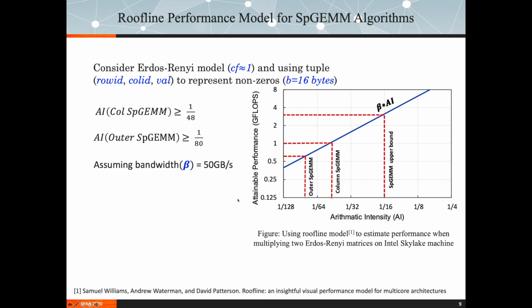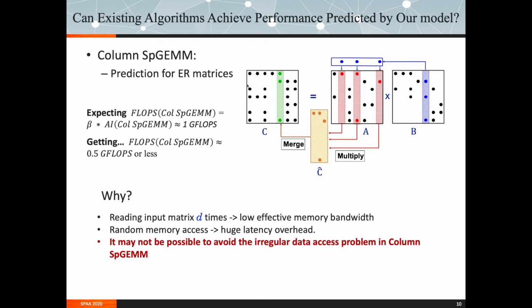Assuming we are running on an Intel Skylake system with single-socket memory bandwidth equal to 50 gigabytes per second, we can draw a Roofline model here. So you can see, theoretically, column SpGEMM should perform better than outer SpGEMM. Our model suggests that the column-by-column algorithm has a theoretical peak performance of around 1 gigaflops per second. But in reality, based on our experiments, even state-of-the-art algorithm implementations can only get half of the peak performance here.